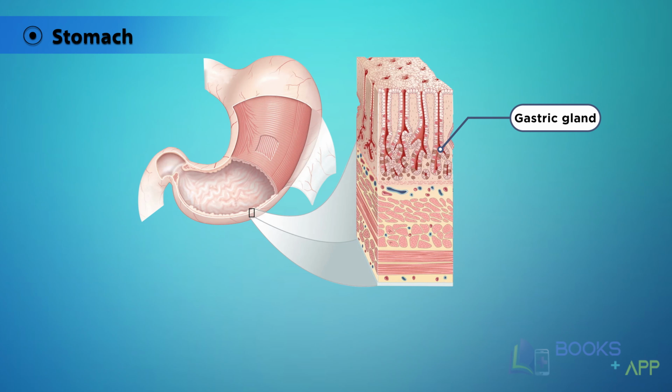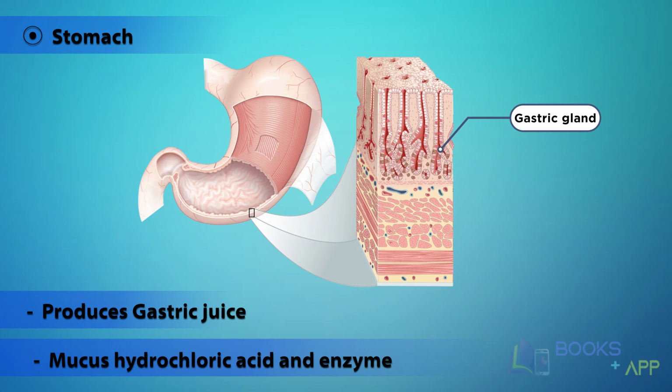The inner lining of the stomach has specialized glands called gastric glands. They produce gastric juice, which contains mucus, hydrochloric acid and enzymes. The hydrochloric acid released by the gastric glands helps in killing the microorganisms, if any, present in our food, and also helps in digestion of the food particles.